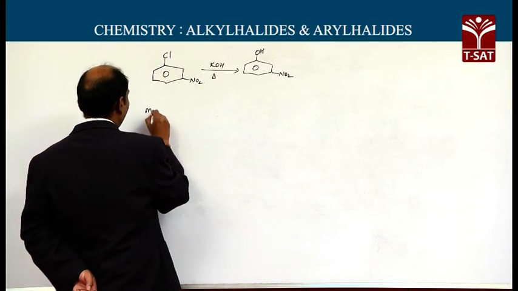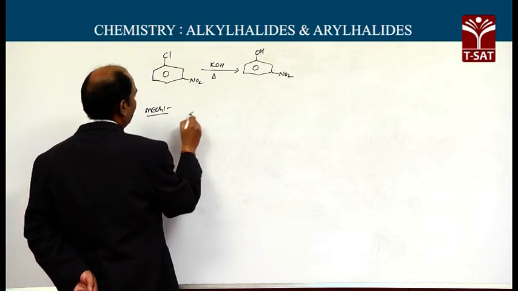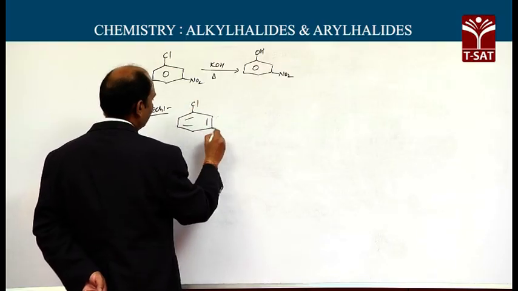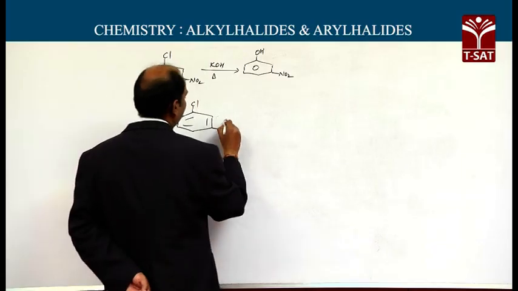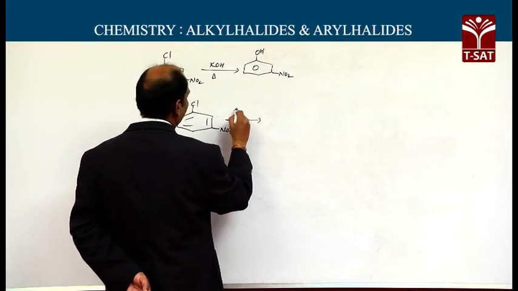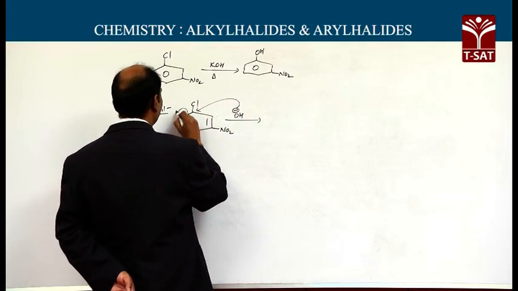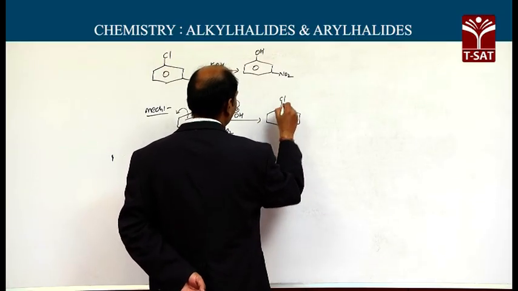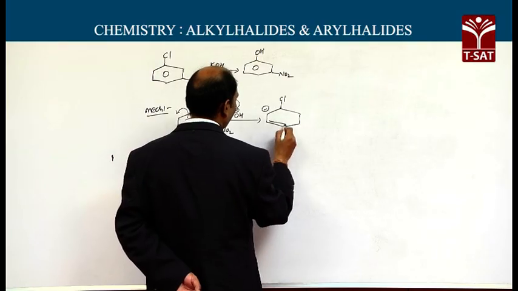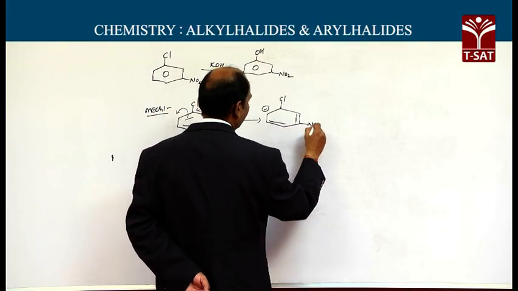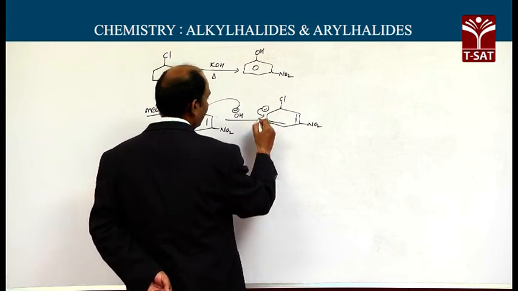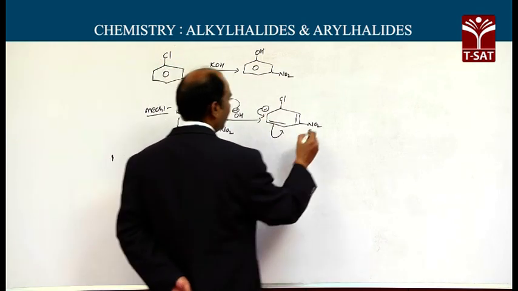Now, let us discuss that mechanism. This is a benzene with Cl, this is NO2, here OH minus acts here, the pi electrons are migrated here. So here this is Cl, here negative charge, double bond, here it is NO2. And it is stabilized by resonance, the negative charge is migrated here, pi electrons are migrated here.